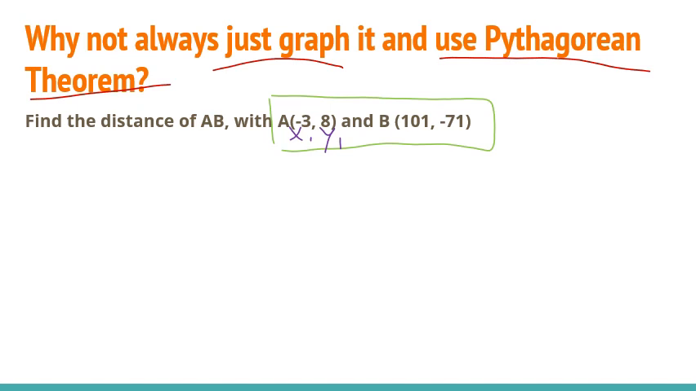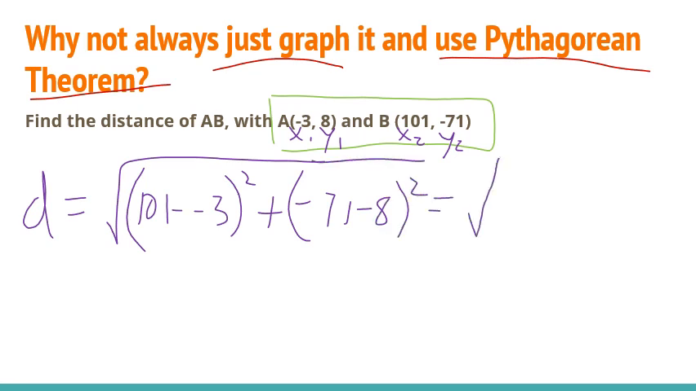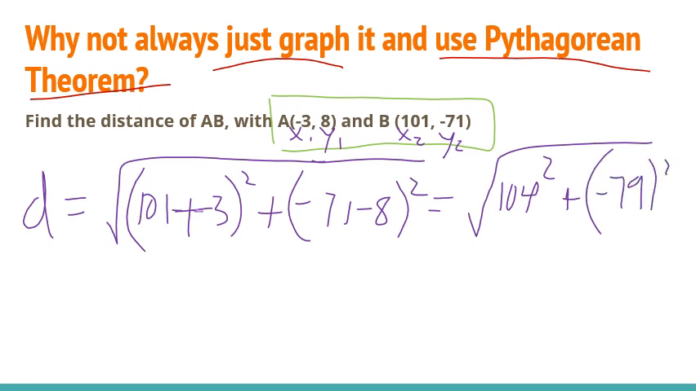So I'm labeling my x1, y1, my x2, y2, and now I'm going to do the distance of x2 minus x1, so that's going to be 101 minus negative 3 squared plus negative 71 minus 8 squared. So as you can see, our numbers got pretty large. 101 minus negative 3, that's a plus, so we have 104 squared plus negative 71 minus 8 is negative 79 squared. Okay. All right, we're going to use our calculator here.